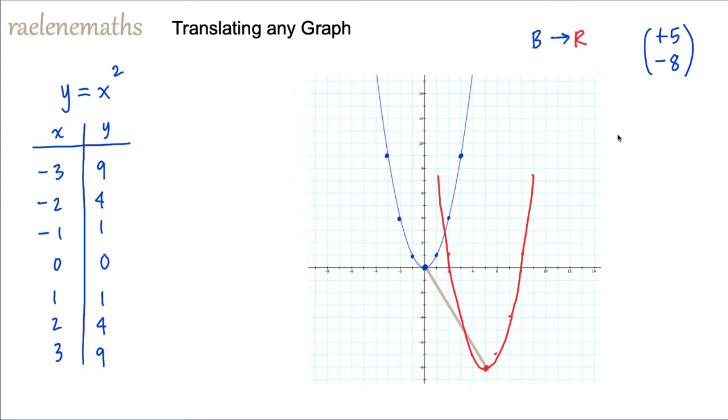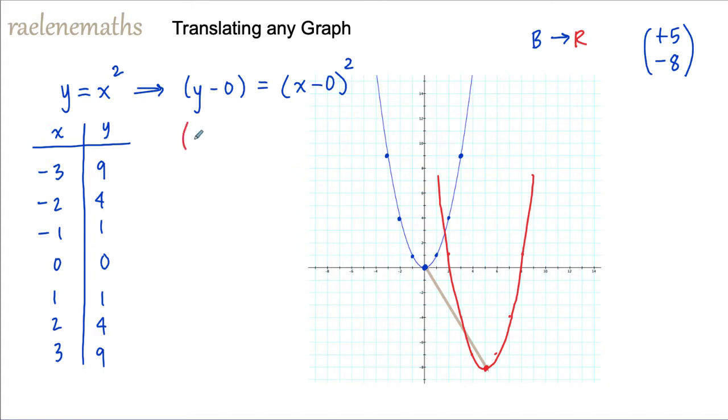So we've got that, and we see that because we're going 5 to the right and 8 down, we can come up with a new equation from the y equals x squared. This equation is really y minus 0 equals x minus 0 all squared to indicate a 0, 0 translation for the blue graph to the blue graph.